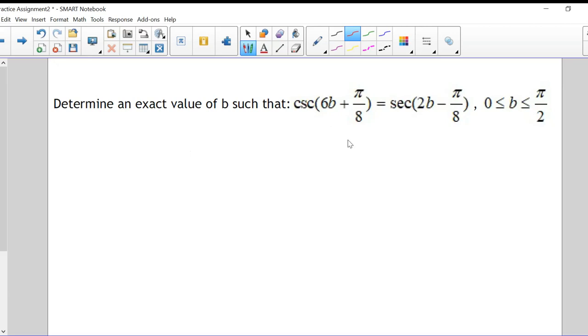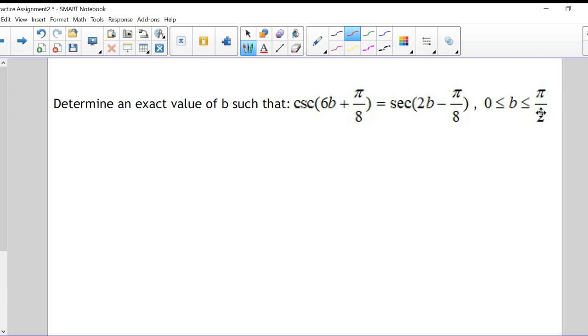How do I solve for b? If b needs to be between 0 and pi over 2, in other words a first quadrant angle. Does anybody remember how we solve a question like this? It's a cosecant on one side of something is equal to the secant on the other.